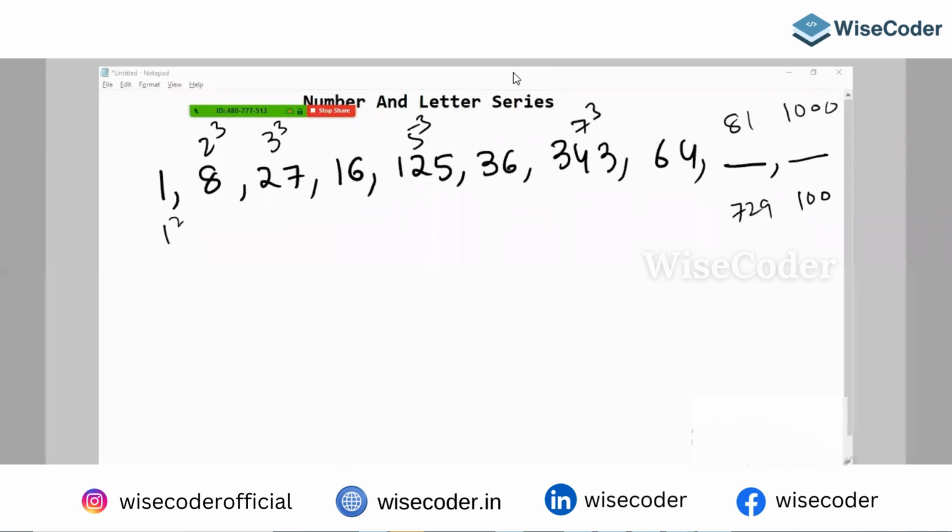So this is 1 square, this is 4 square, this is 6 square, and this is 8 square. So what are the next natural numbers? 9 and 10. Is 9 a prime number? No. So the next numbers are 81 and 100. 81 and 100. Next series.